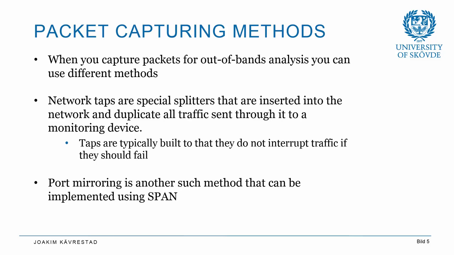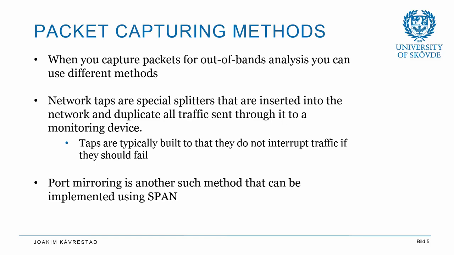And the material discusses two ways to do this, where the first one is using a network tap. Network taps are specially built splitters that you insert into the network, and it will duplicate all traffic sent through it and send it on to a monitoring device. So this network tap is a piece of specialized hardware that you just put inline in your network. And the thing with those is that they are typically built so that they do not interrupt traffic if they should fail. So if the tap breaks down, the only thing that should happen is that the packet capturing, of course, is not happening, but traffic should still be able to be sent as normal.